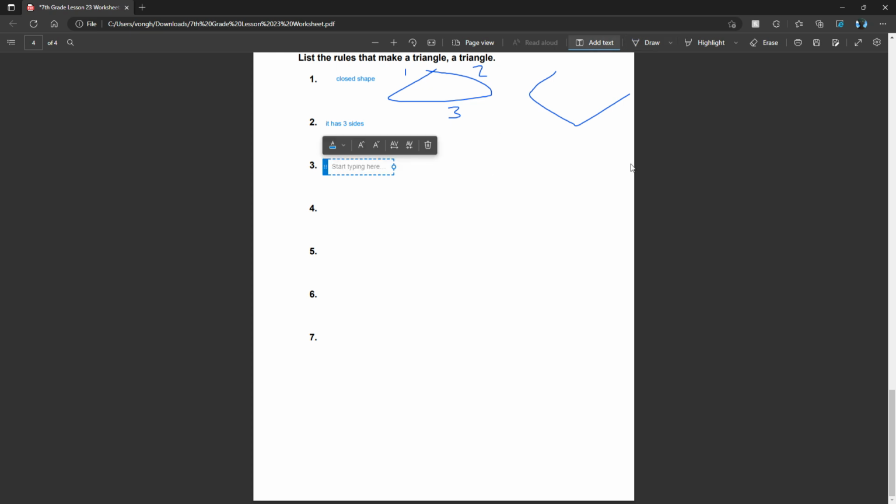The next rule for a triangle is that it's gonna have 3 vertices. So yeah, since it has 3 sides, it's gonna also have 3 vertices.